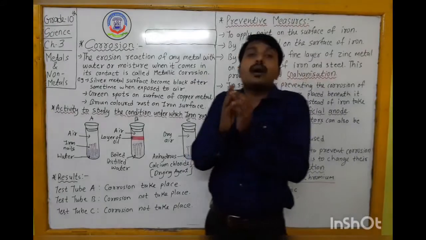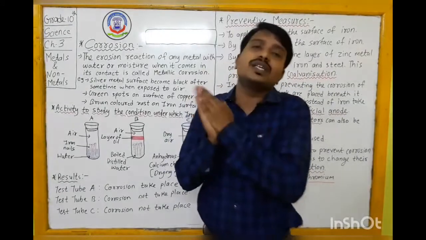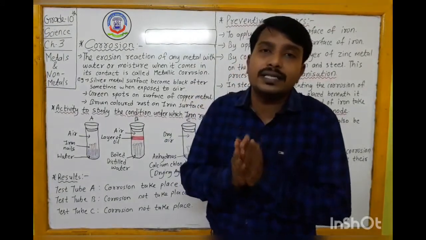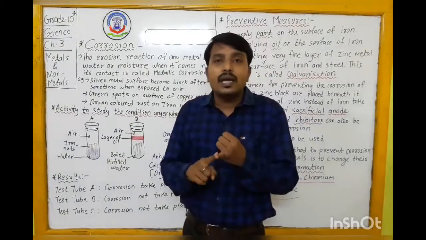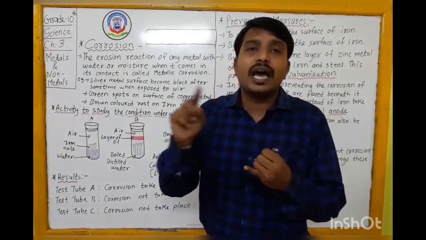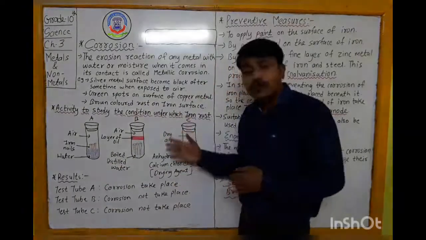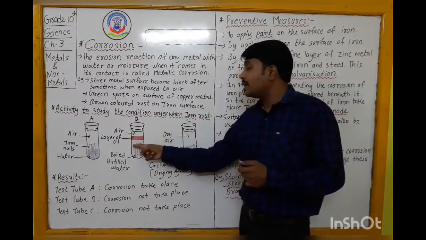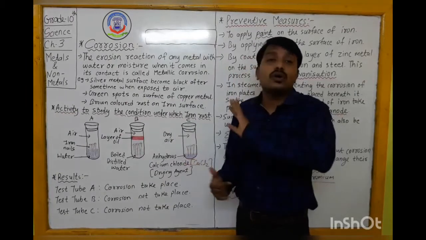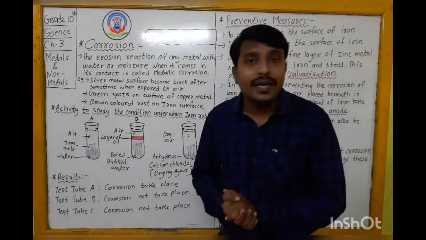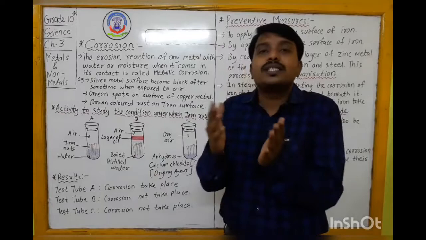Means if we compare the corrosion process in each of these test tubes, what you will find is that in test tube A, the iron nails are being corroded, yani unka corrosion ho jata hai. But if we talk about the iron nails in test tubes B and C, corrosion is not going to take place. Why is it so? So it's very simple, student.